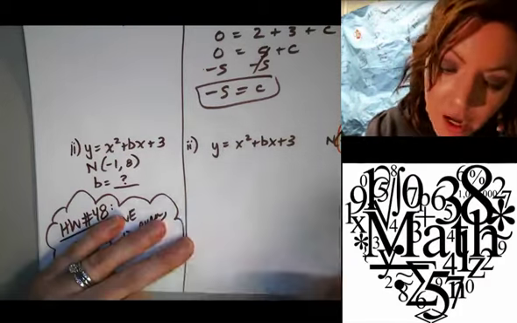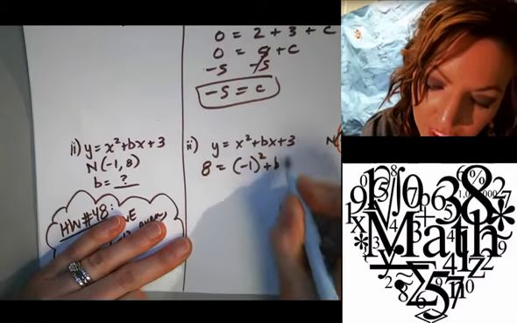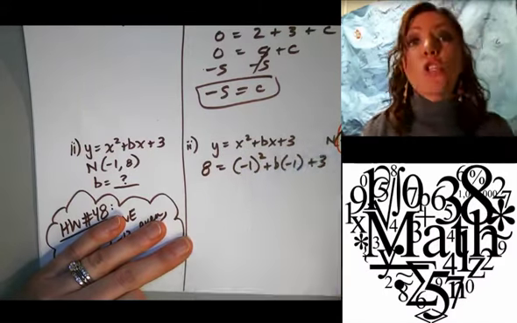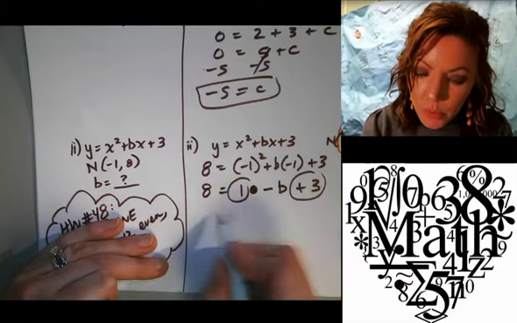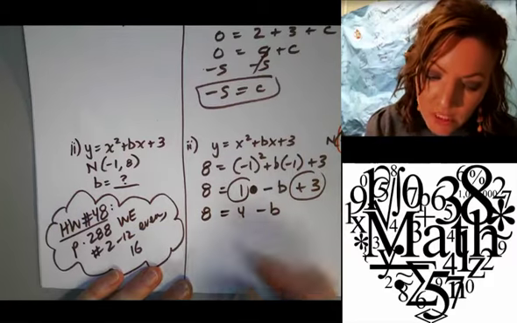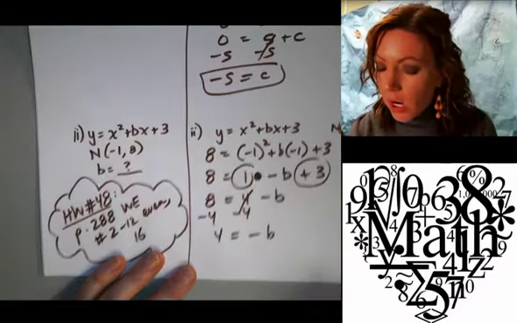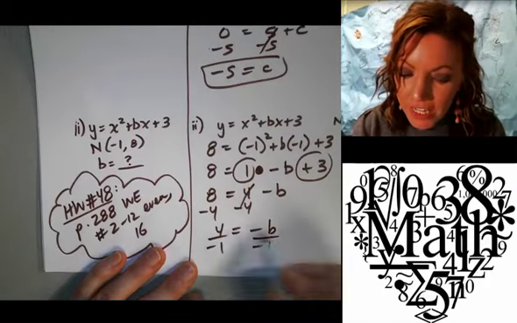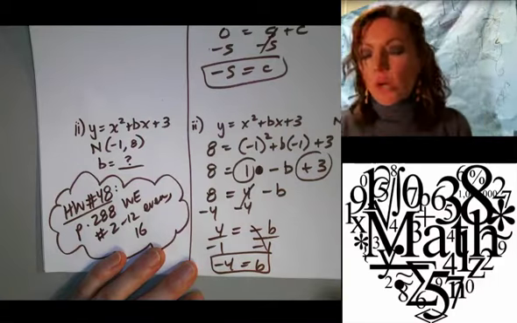8 equals -1 squared plus b times -1 plus 3, so we're just going through and solving this for b. 8 equals 1 minus b plus 3. When we combine these two, we get 8 equals 4 minus b. Then subtract 4, subtract 4. Negative b equals 4, and then the last step, divide by -1. b equals -4. Questions?